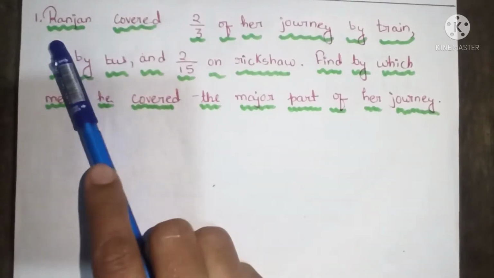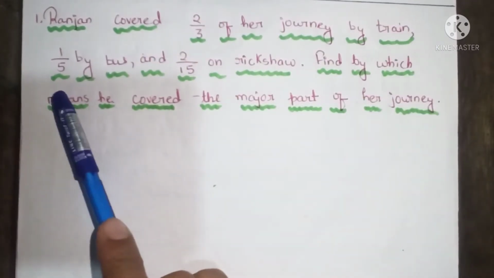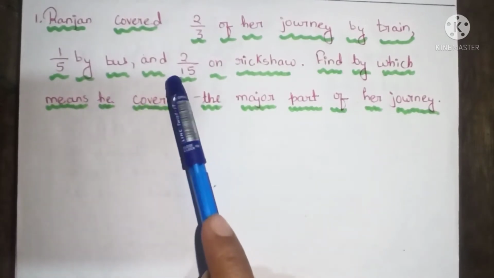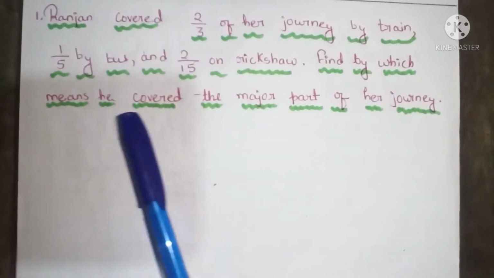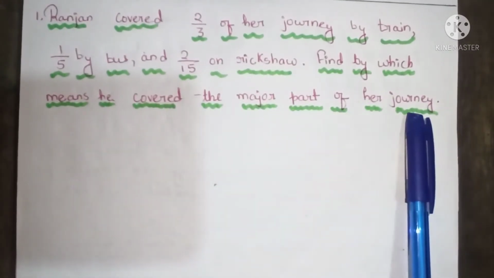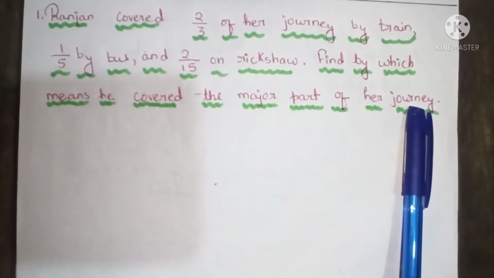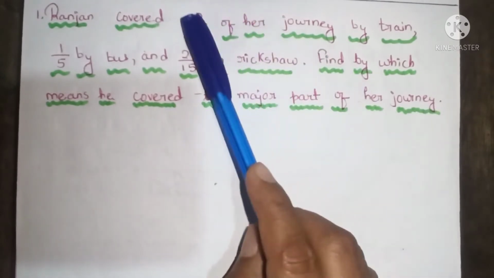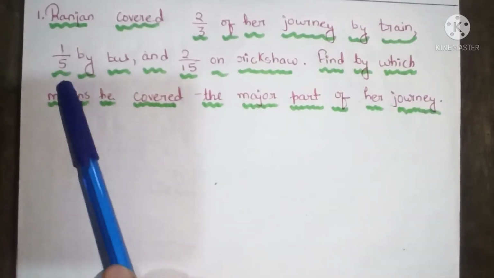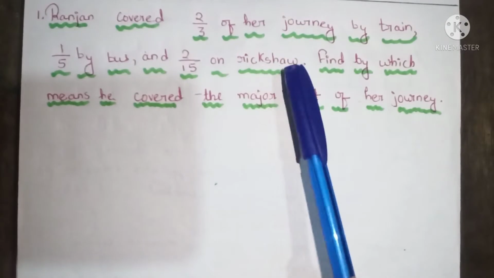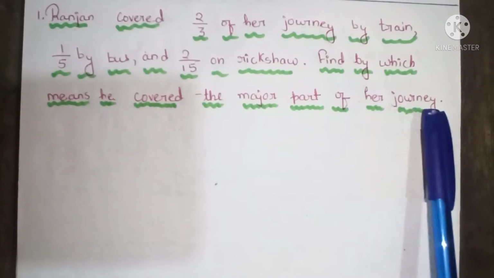Question 1. Ranjan covered 2/3 of her journey by train, 1/5 by bus and 2/15 on rickshaw. Find by which means he covered the major part of her journey. So Ranjan, a boy, is traveling 2/3 of her total journey by train, 1/5 by bus and 2/15 on rickshaw. Find by which means he covered the major part of her journey.